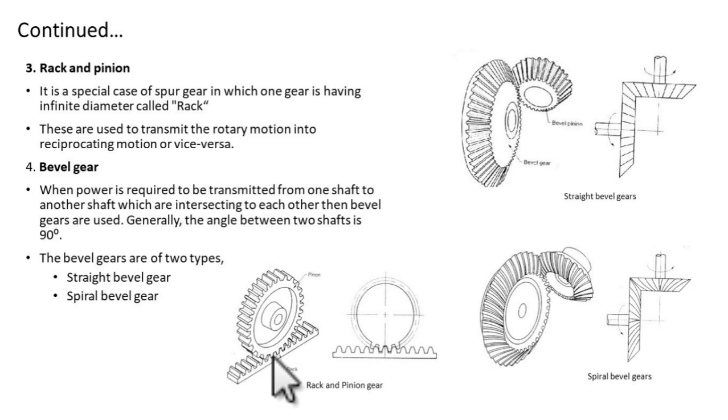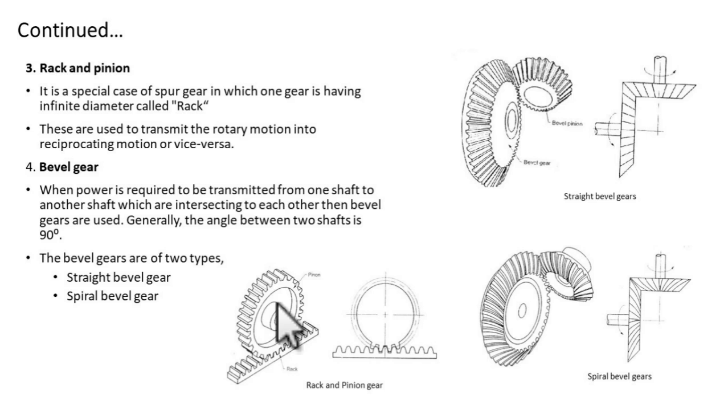If there is a parallel line, and we consider that parallel line as a portion of a circle, then the diameter of that circle would be infinity. That's why it is almost a straight line. So that's what is written here. Now the circular part is the pinion and the straight part is the rack.